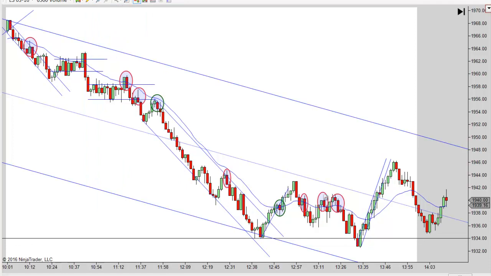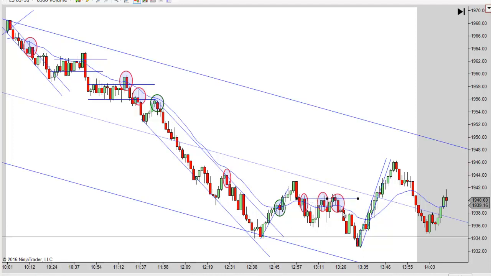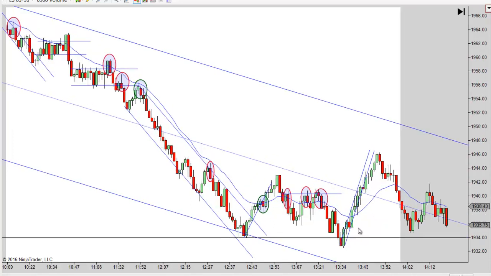I didn't have my line on there. Well, and you can see that resistance across there, and it actually breaks just a little higher there, closes a little higher and then turns down. So I like that one. And we actually get our new low here on this trend line, and then guess what? We reverse.